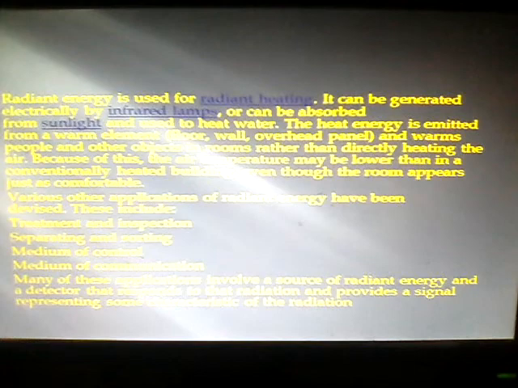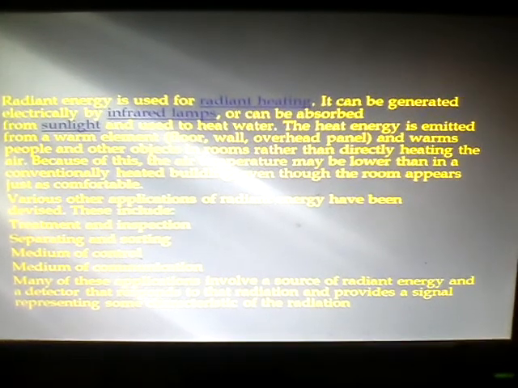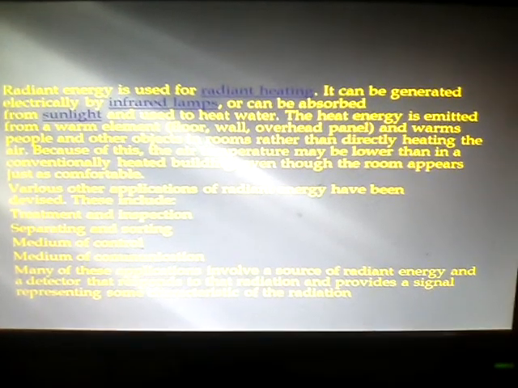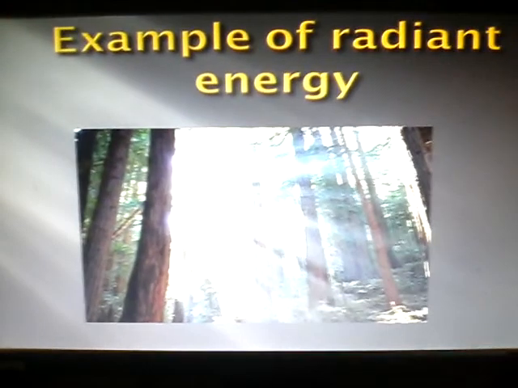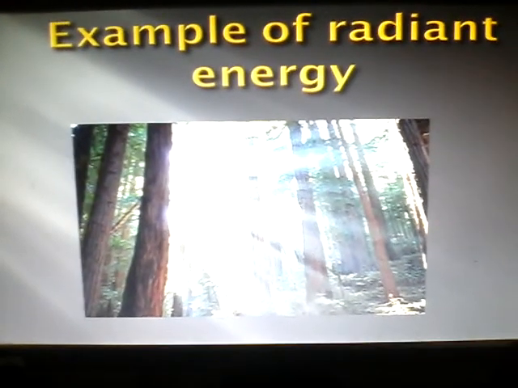Various other applications of radiant energy have been devised. These include treatment and inspection, separating and sorting, medium of control, and medium of communication. Many of these involve a source of radiant energy and a detector that responds to the radiation and provides a signal representing some characteristic of the radiation. This is the example of a radiant energy.